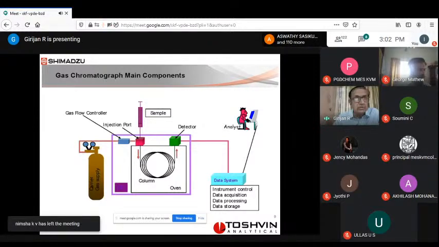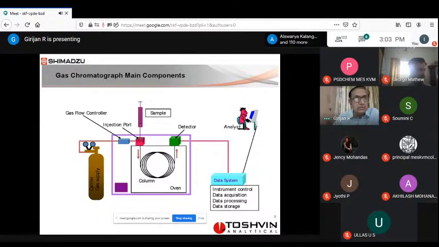We should never introduce a large quantity. We are going to inject an extremely small quantity of sample. And the sample quantity is always in terms of microliter. Many times now we inject only 0.2 microliter, 0.5 microliter, or at the most 1 or 2 microliter. More than that, it becomes a huge quantity for GC.